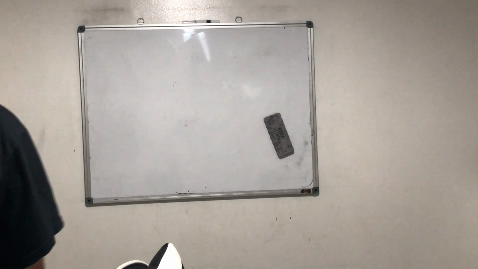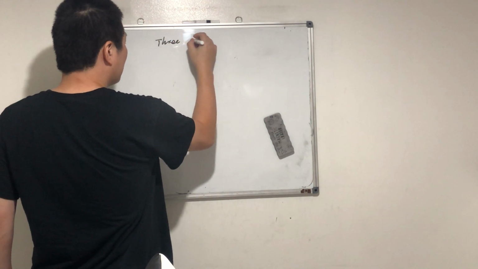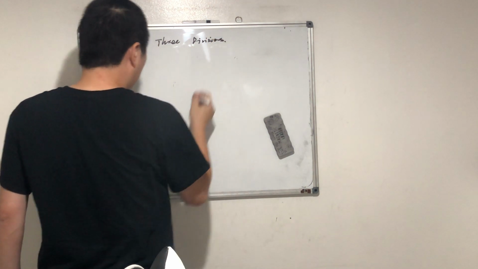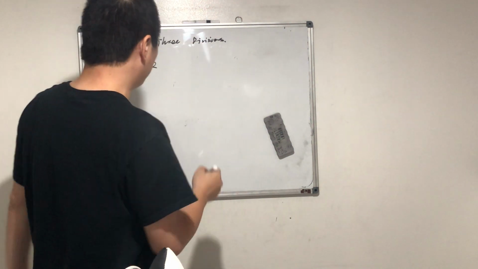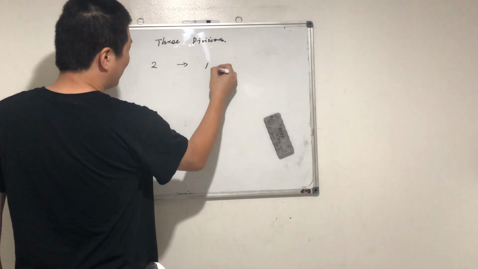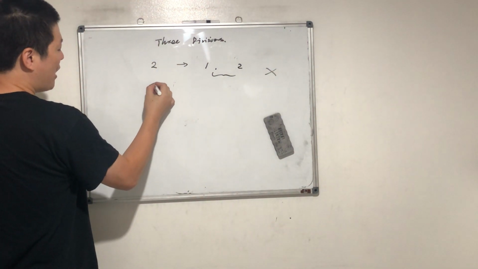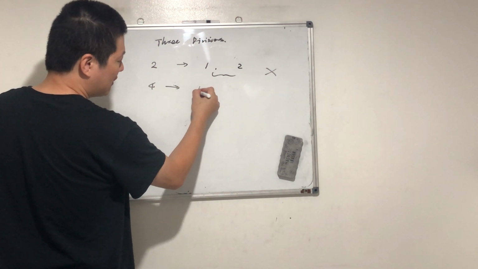We're talking about numbers with exactly 3 divisors. Okay, so with number 2, how many divisors? 1 and 2. So we only have 2 divisors. 4: how many divisors? 3. Which are those? 1, 2, 4.